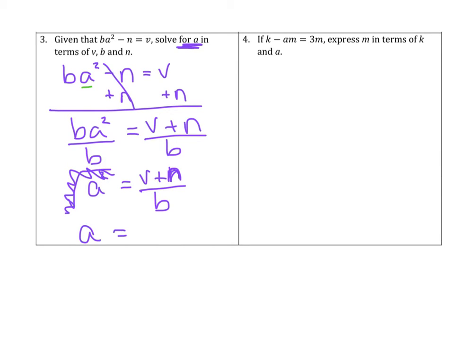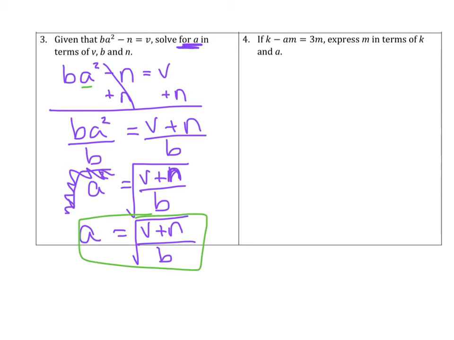Now, if I do that to the left-hand side, I must do it to the right-hand side. So on the right-hand side, I'm left with the square root of V plus N all over B. We will practice a lot more of those next class, but that's how we're going to attack those squares. Remember, it's the last thing that you do. So that is our answer to get A by itself there.